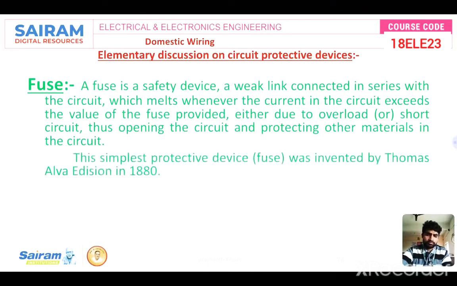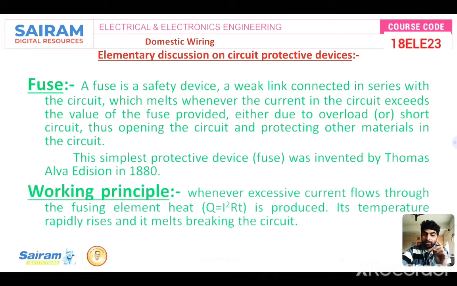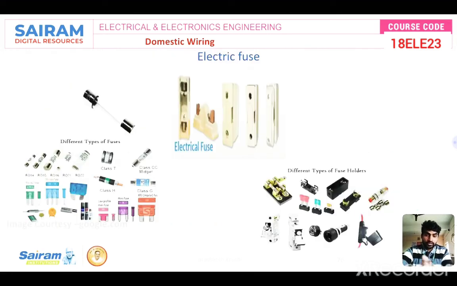Okay. And it's the simplest protective device, the fuse, invented by Thomas Alva Edison in 1880. And the working principle is H is equal to I square RT. H is the heat, I is the current, R is the resistance, T is the time taken for heating up, or time taken for blowing off, burning out that fuse. This is another fuse.